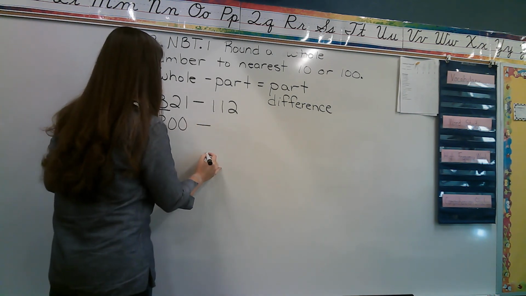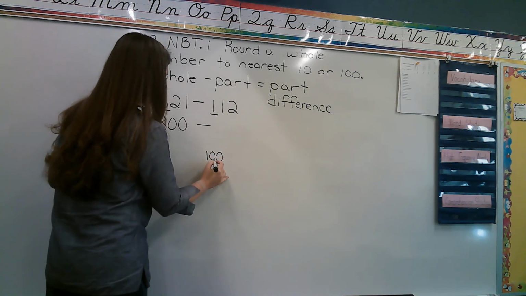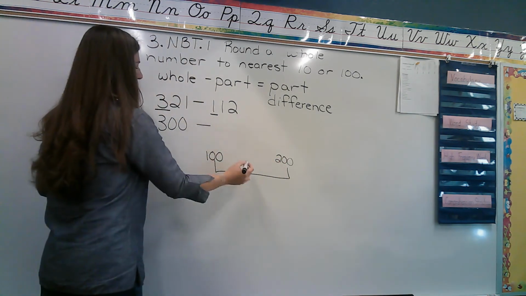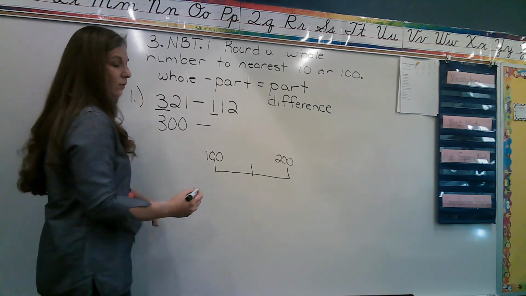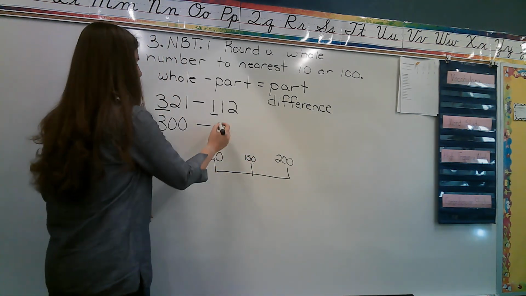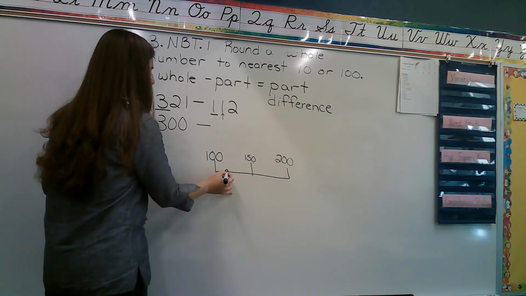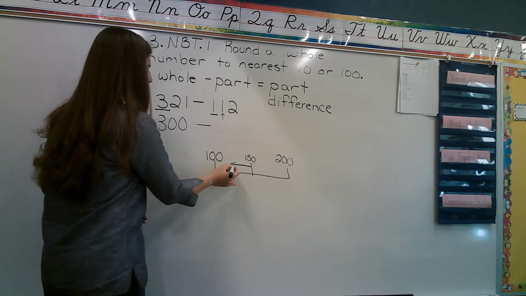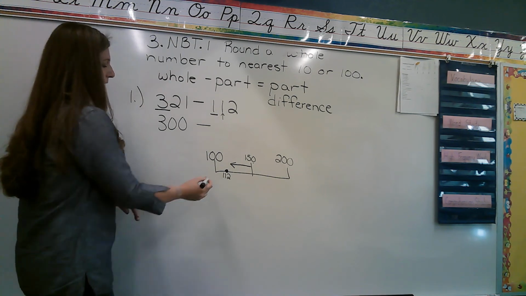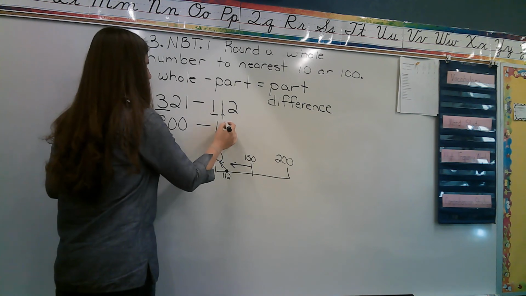If I take 112, it's going to be between 100 and the next 100, which is 200. I'm going to use my middle point of 150 to decide which 100 it's closer to. So if I look at my tens place here, I know that 112 is going to be less than, because 12 is less than 50, so 112 is going to round to 100 as the closest 100.